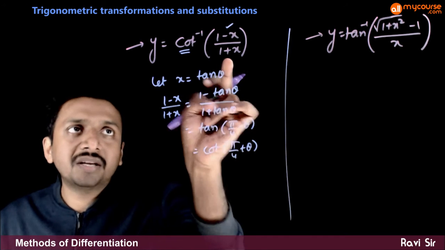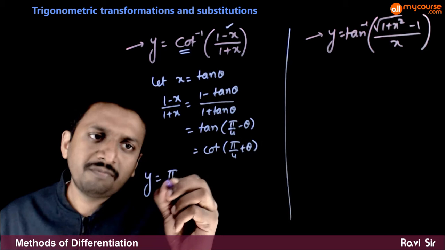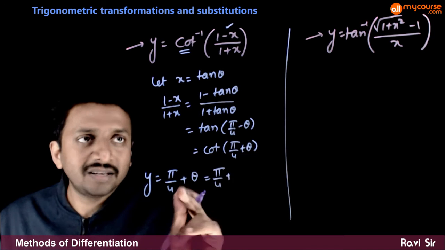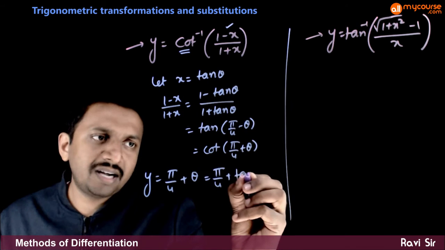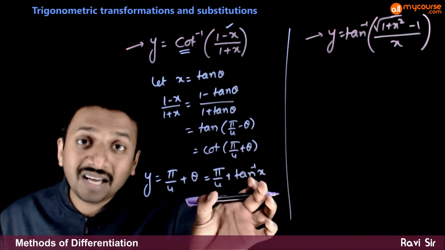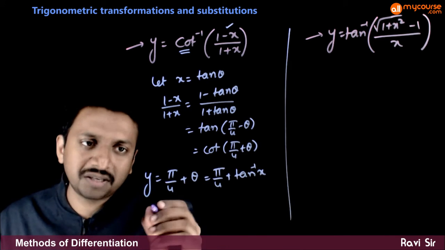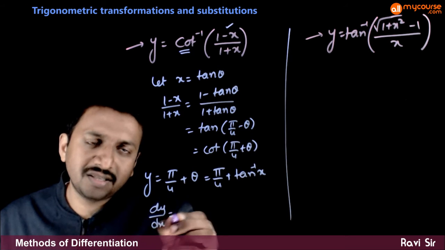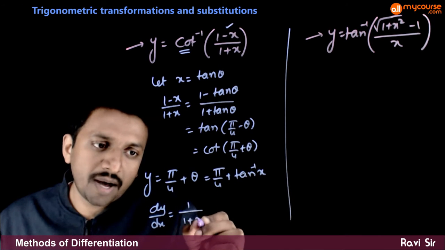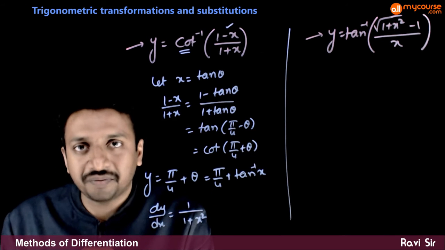So if you do the substitution here, cot inverse of cot of (pi by 4 plus theta). So y is equal to pi by 4 plus theta. That is nothing but pi by 4 plus tan inverse of x. So the given function is exactly equal to pi by 4 plus tan inverse x. So this function is very easy to differentiate. So dy by dx is equal to pi by 4's differentiation, which is 0, plus tan inverse x's differentiation, which is 1 by 1 plus x square. So this will be the answer to this question.